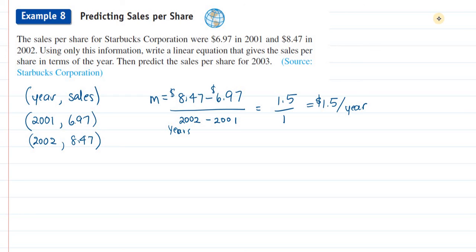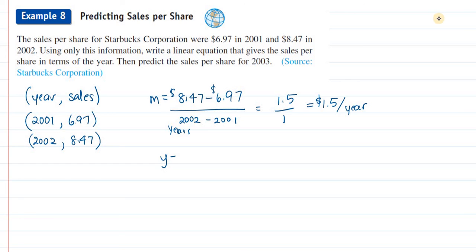Okay, that being said, we could just add $1.50 to $8.47, and we should get our value. But let's do the math. So our equation is going to be slope-intercept form eventually, but we first need to find out what our y-intercept is because we don't know it yet. So you can either calculate it by plugging into slope-intercept and solving for the y-intercept, or just use point-slope form and transform it.